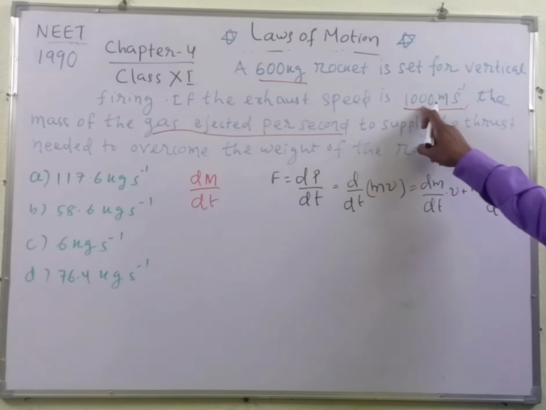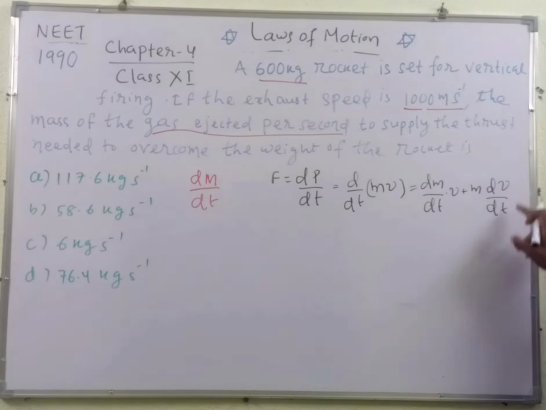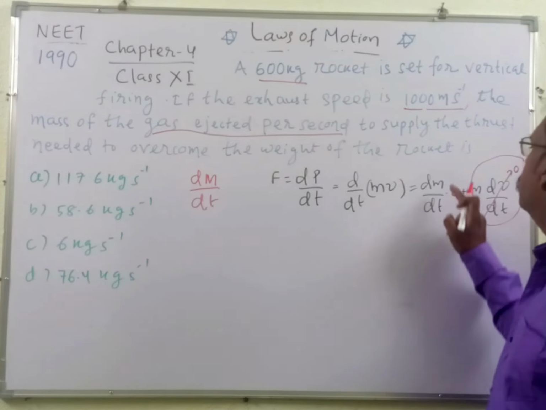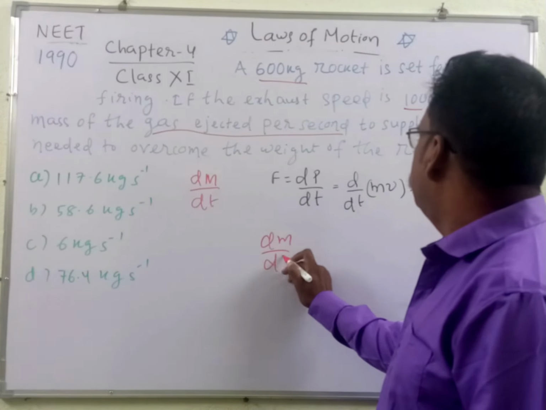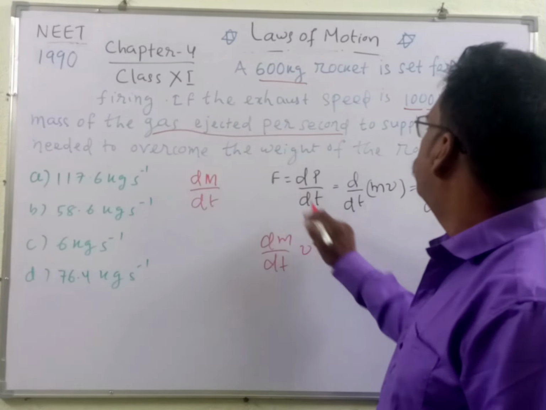The speed is given, student, 1000 meter per second. That means it is constant in time. So this dv by dt is equal to 0, or the second term is entirely 0, student. So we can write dm by dt times v is equal to force.